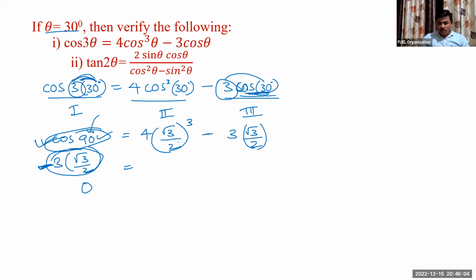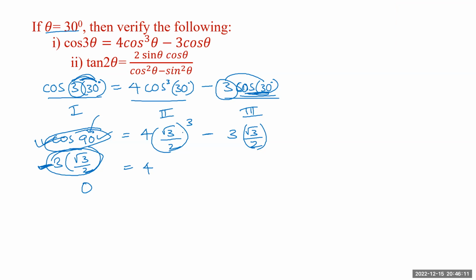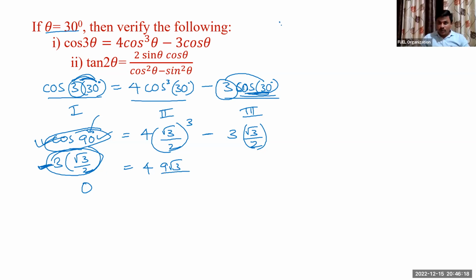If you simplify this one, how much will you get? 4 is as it is. Square root of 3 whole cube. So 9 by 8, 9 root 3 you will get. It's not only 9, because square root of 3 whole cube is nothing but root 3 into root 3 into root 3. So 3 threes are 9. Okay, so 9. Sorry, I have written it wrong. So find the square root of 9, you will get 3 root 3.